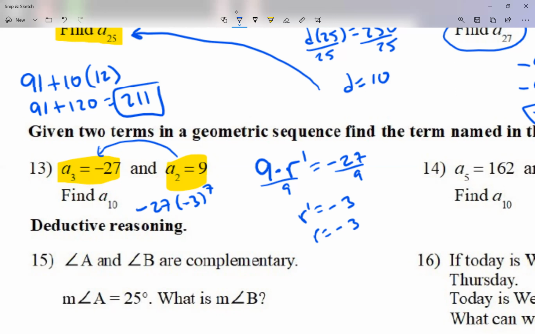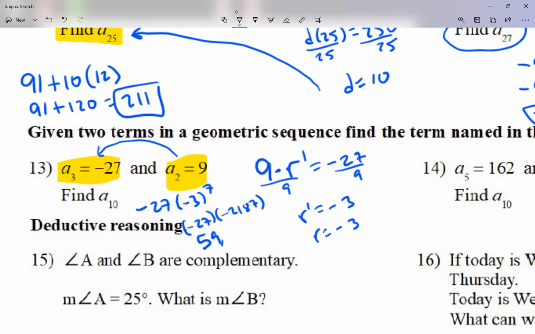Let me see. Negative 3 to the 7th is negative 2,187. So I have negative 27 times negative 2,187. And that gives me positive 59,049.